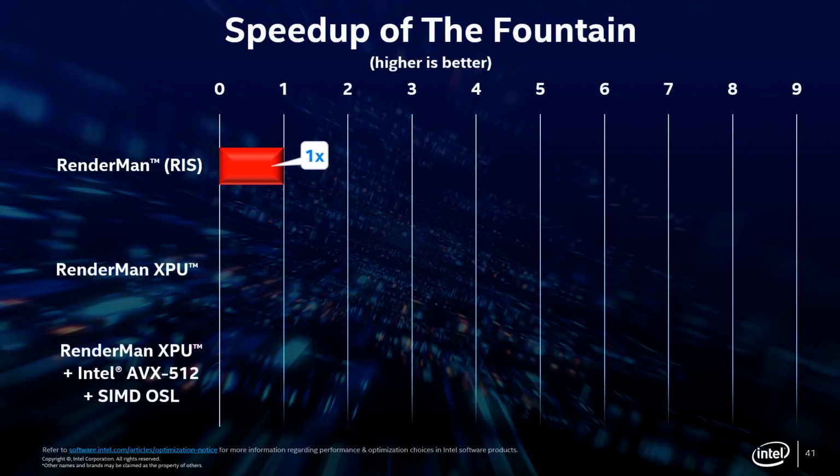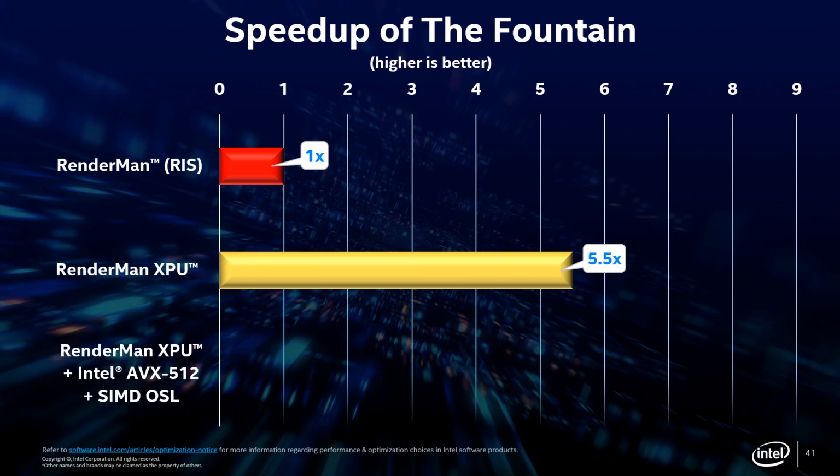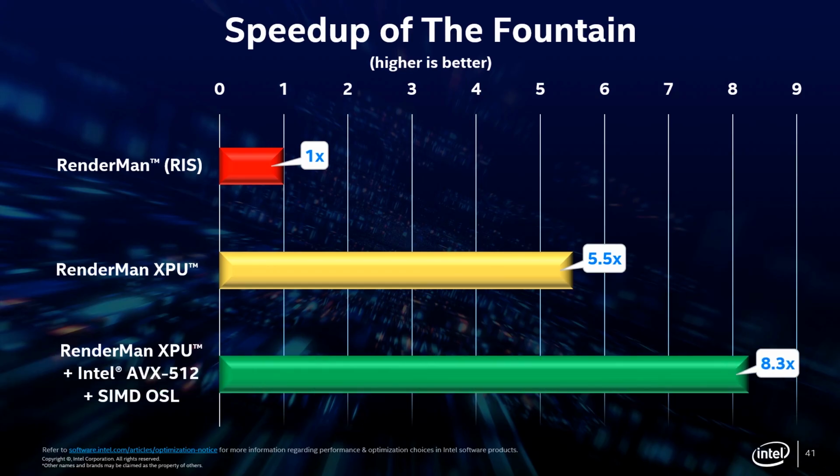So let's put these improvements in perspective. We'll compare against RenderMan RIS, so it's our baseline of 1x. Moving to XPU, we see a massive 5.5x speedup versus the previous generation. We really see the improved architecture and lower overhead shine here. Supercharging with Intel AVX-512 brings the speedup to an incredible 8.3x, and we feel there is more fuel left in the tank to go even faster.